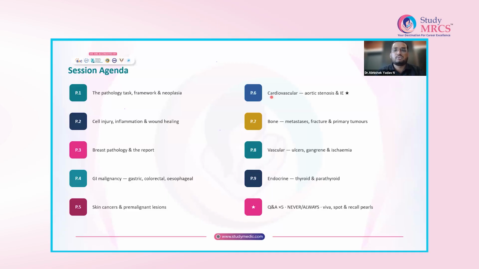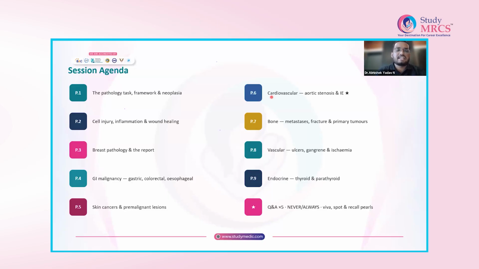We have certain do's and don'ts at the end, as well as certain pearls which will help you in your future sessions. We have divided the course into 9 sessions. First will be your framework and the pathology task, and how we're going to approach it with neoplasms. Second, the stations related to cell injury, inflammation and wound healing. The third will be breast pathology and reporting.